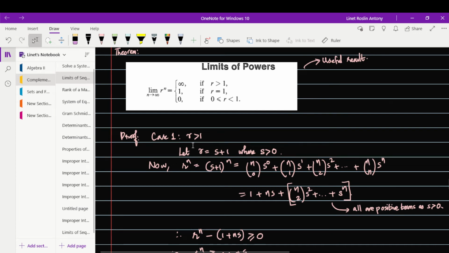As the first case, let r be strictly greater than 1. Let's assume r is equal to s plus 1, where s is strictly greater than 0. Then automatically r becomes strictly greater than 1, right?